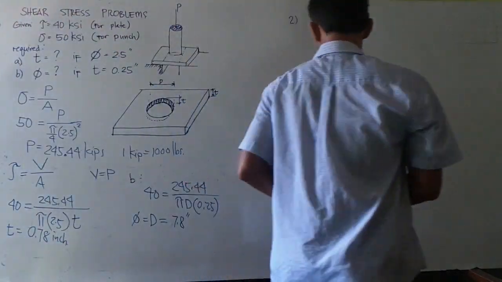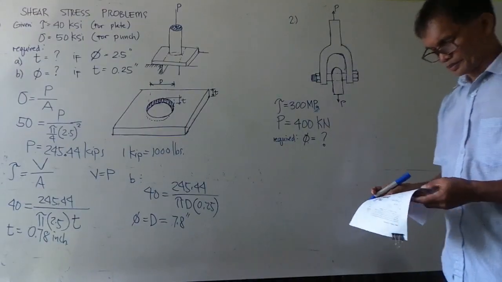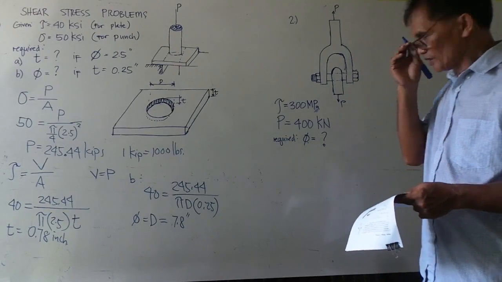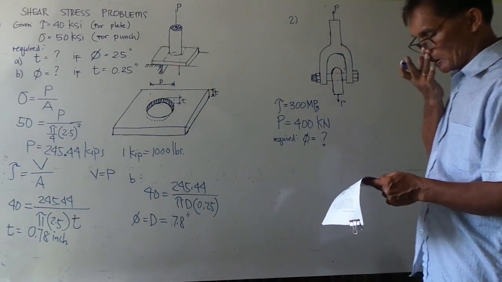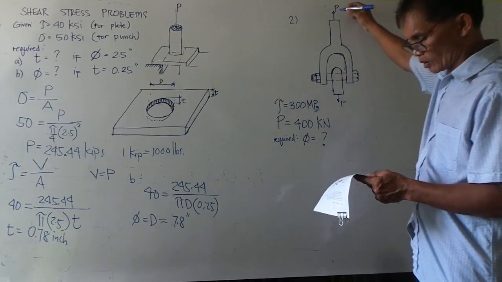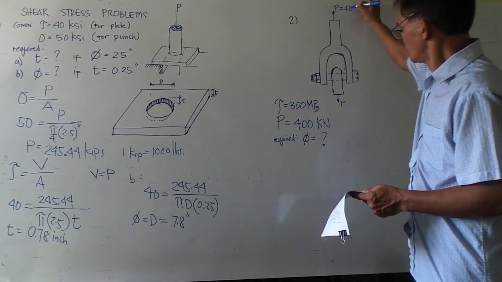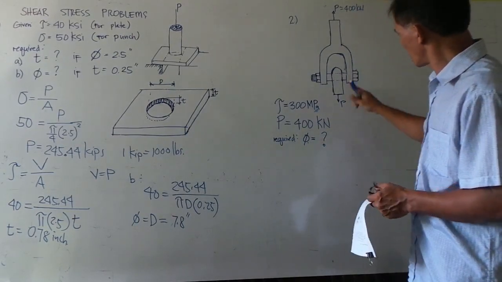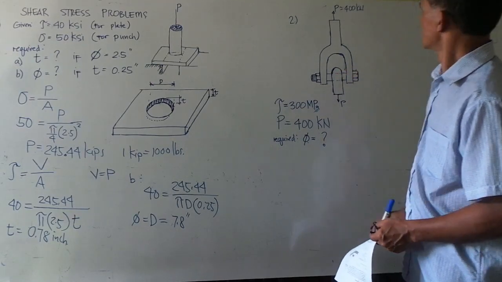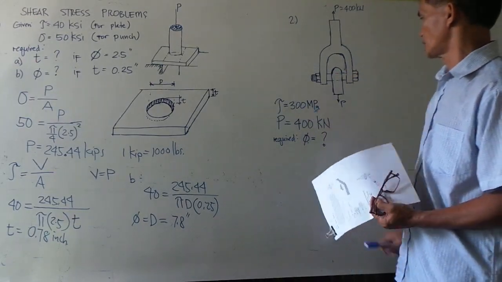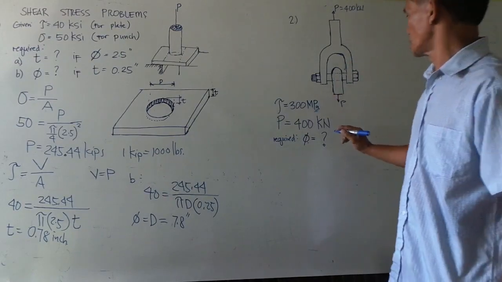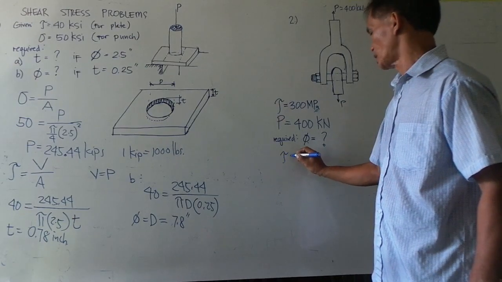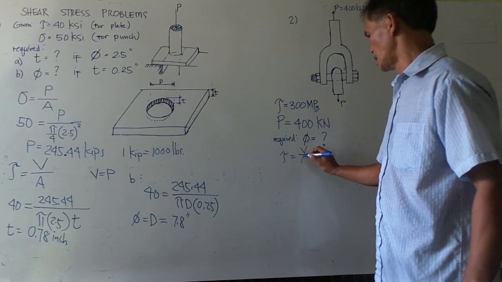So we'll go to number two. In number two, we are told to find the smallest diameter that can be used if the clevis is shown. So this is our clevis. In the clevis shown, we have our P, which is equivalent to 400 kilonewton. And we have the shearing stress of the bolt, which is equivalent to 300 megapascal. So the bolt is in shear. So we use the formula for shear, V over A.